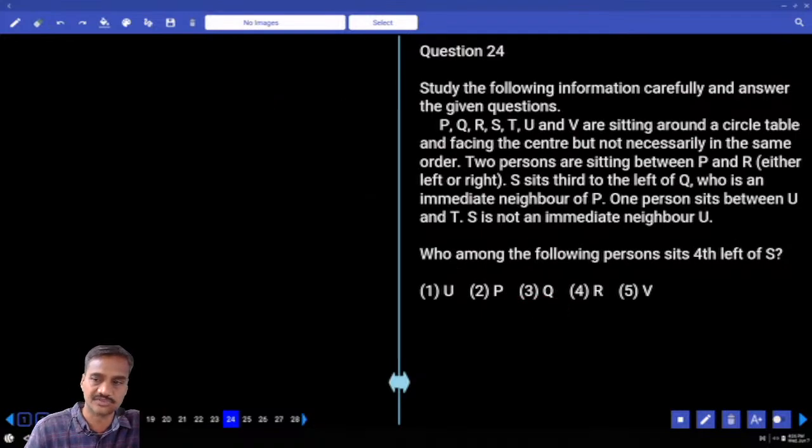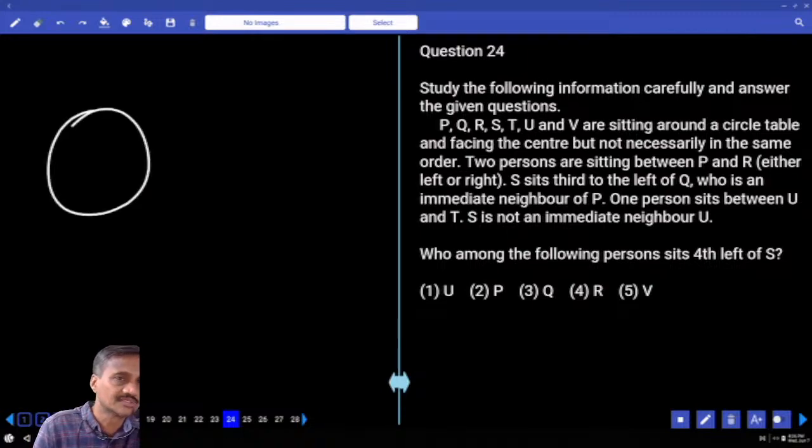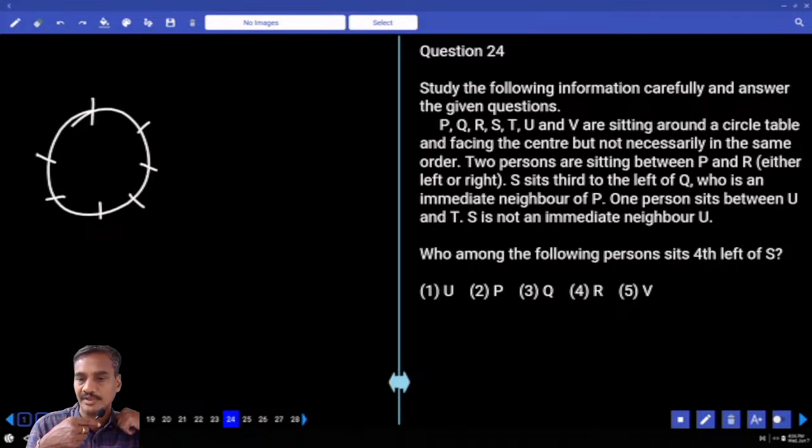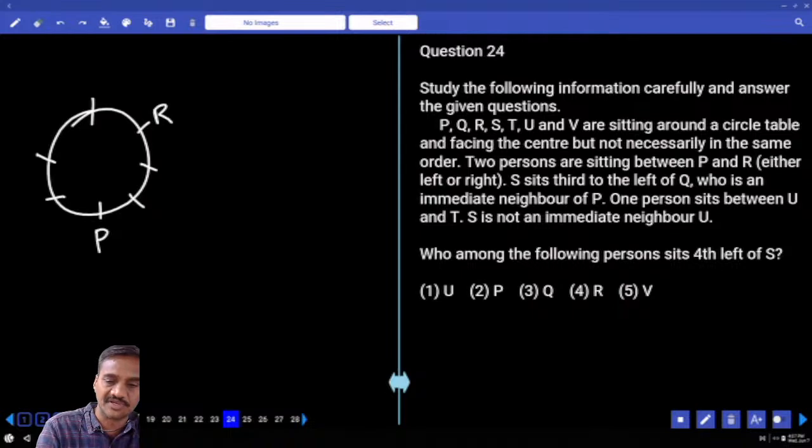Then next one, 24 onward. Now this is based on circular arrangement. How many persons are there? 7 persons are seated around a circular table, and 2 persons are in between P and R. Now in between P and R, how many people are there? 2 people. If P is here, R can be either to the left hand side or to the right hand side. So how many possibilities do we have? There are 2 different possibilities for P and R.